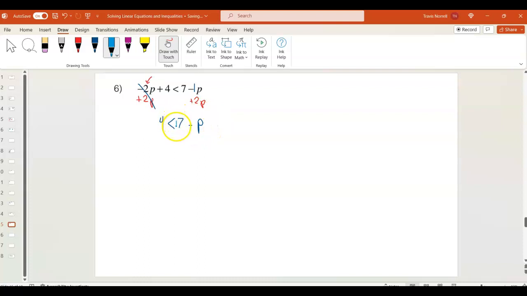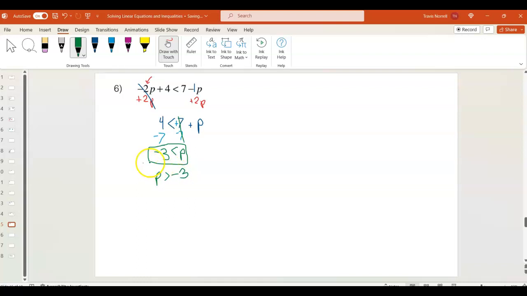I'll move my numbers to the left. This is a positive 7, so I'll subtract 7 from both sides. Seven minus 7 is 0, leaving me 0 plus p is just p. 4 minus 7 is negative 3. So I have negative 3 is less than p, or you could say p is greater than negative 3.